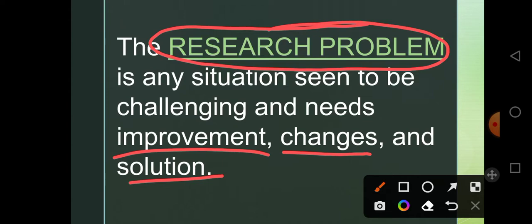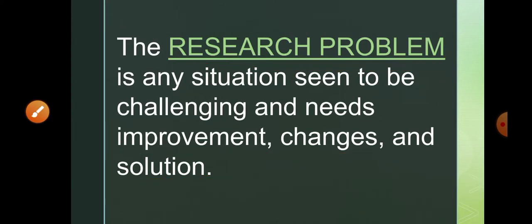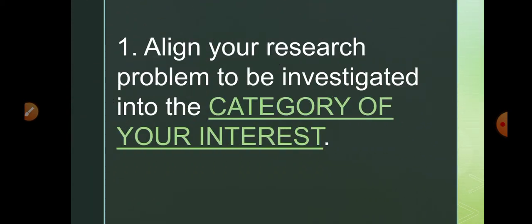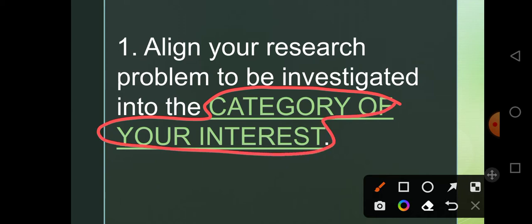So note, class, in your SIPs, before you could formulate your research title, you must first choose a category where you wish to participate in. And we have four SIP categories. We have life sciences, applied sciences, robotics, and research innovative. So, for our first guideline in identifying a research problem, you must first align your research problem to be investigated into different categories. Okay? So, you must choose your category of interest.